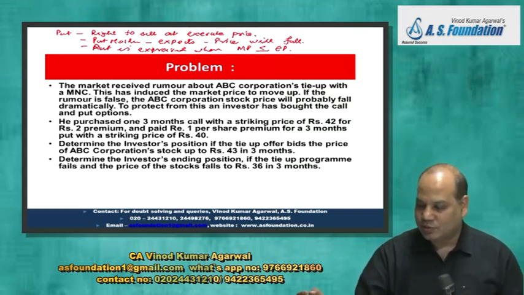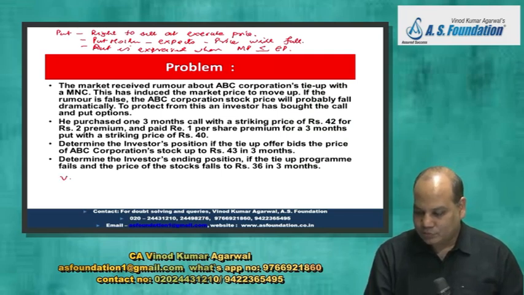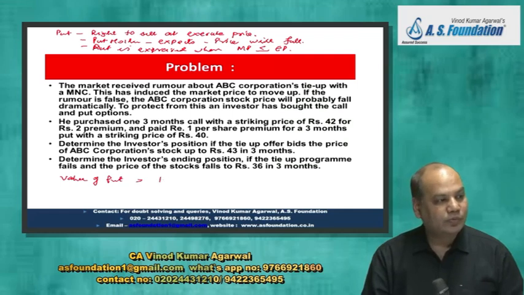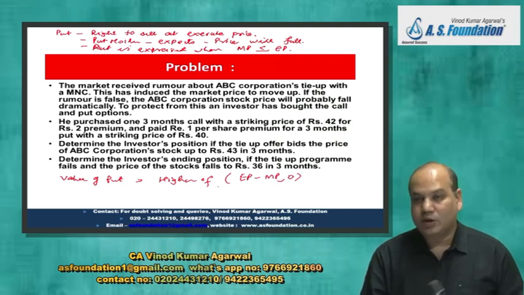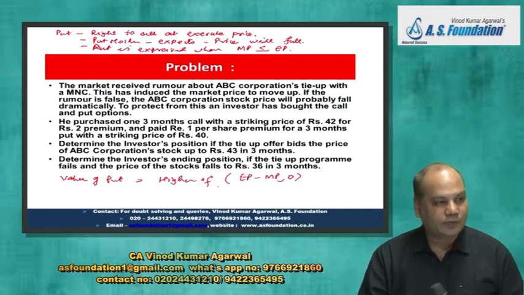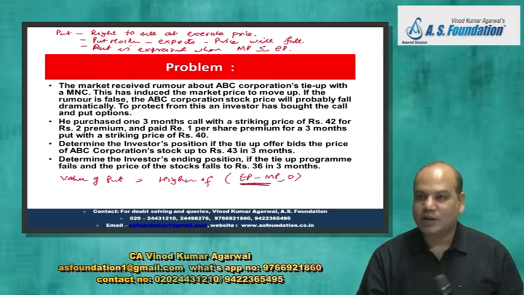And the last thing I need to write, I will write somewhere below, value of put. Value of put will be maximum of, or higher of the two: exercise price minus share price, market price, or 0. So for the holder, this is the profit formula, and for the writer, this is the loss formula. If the option gets exercised, you will make profit.